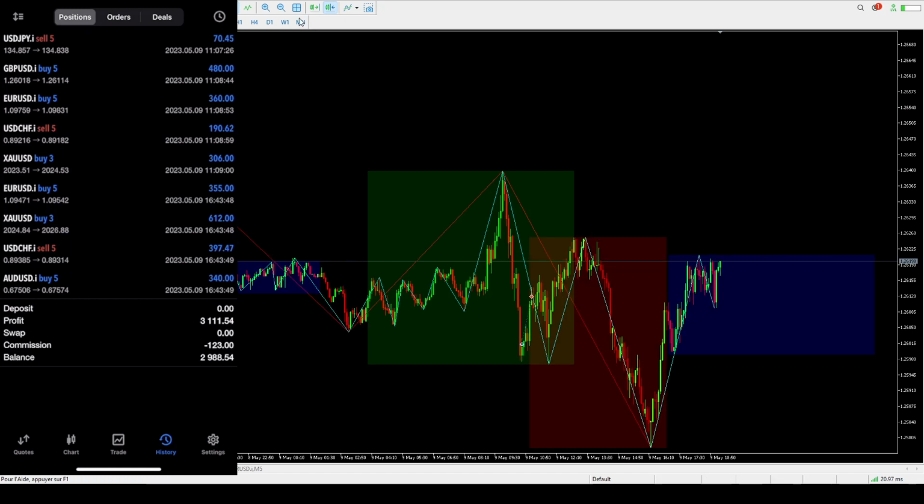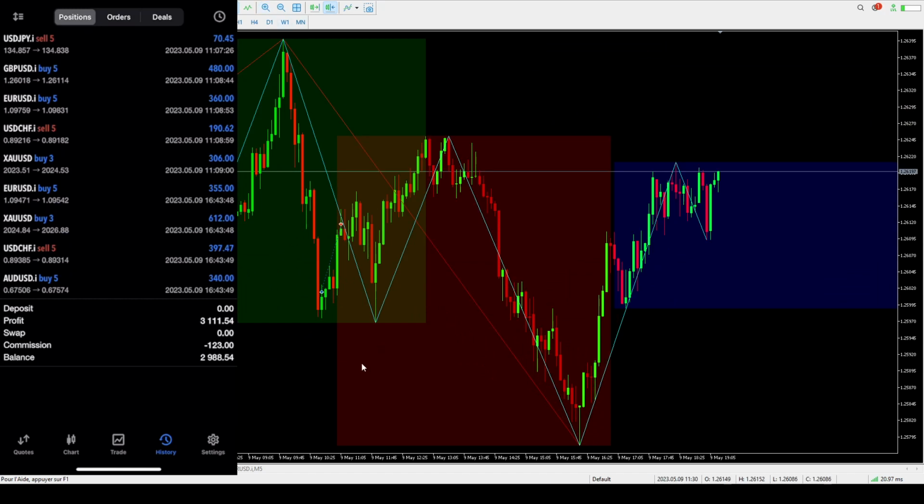About GBP USD, it's the same. As I knew that the dollar would come down, I bought some pounds against the dollar at this price. As I knew it would become very choppy, I just closed it as soon as possible here. And I did not trade it during the afternoon.